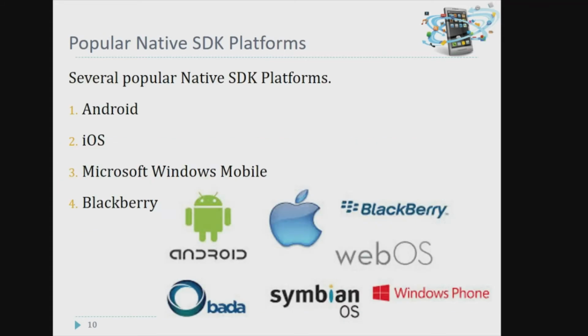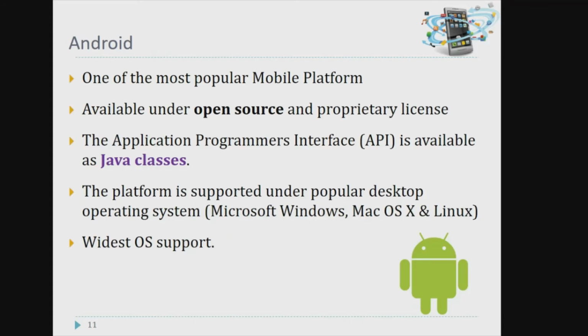The popular native SDK platforms are Android, iOS, Microsoft Windows Mobile, and BlackBerry. However, we focus on Android when we do the lab. Android is one of the most popular platforms, referring to the statistic that I showed you just now. It is available under an open source license. So Android is open source. That's why it's very popular among developers as well as users.